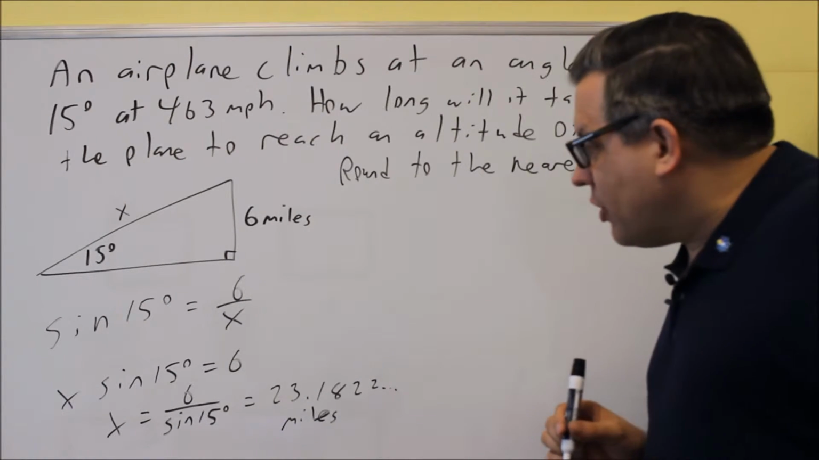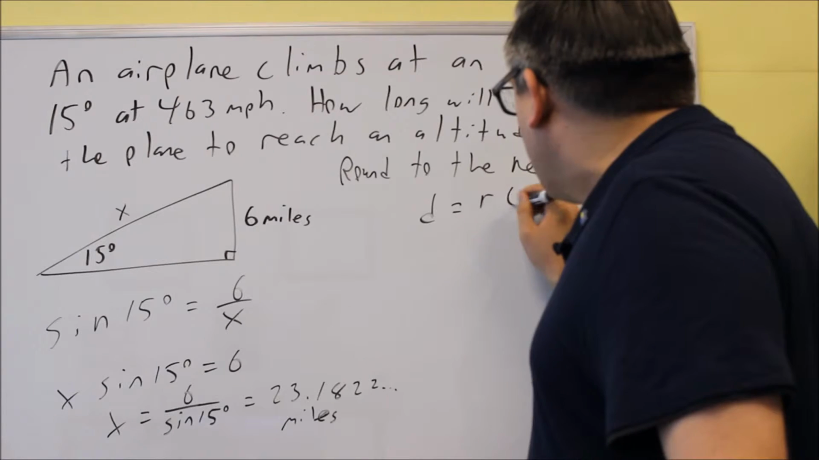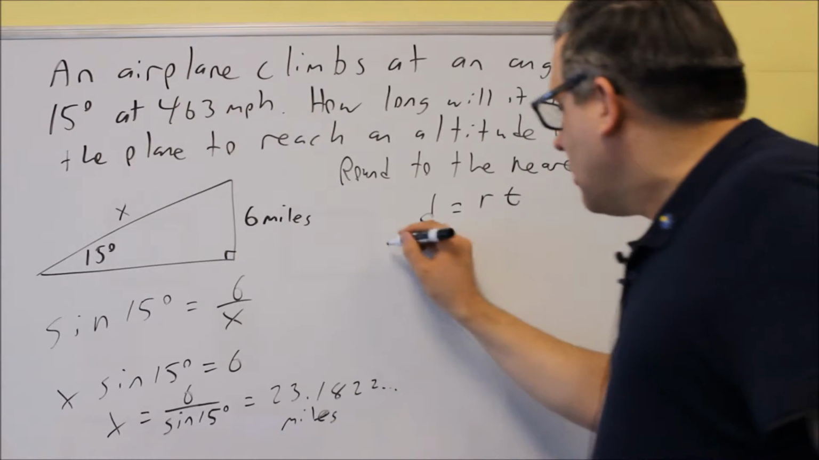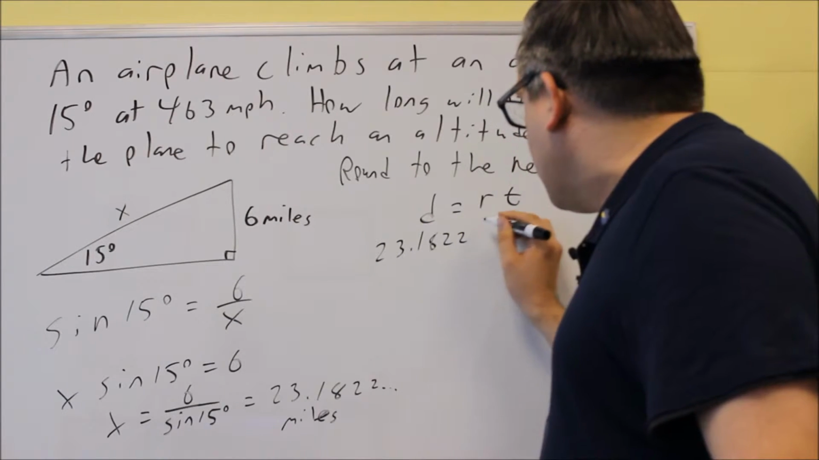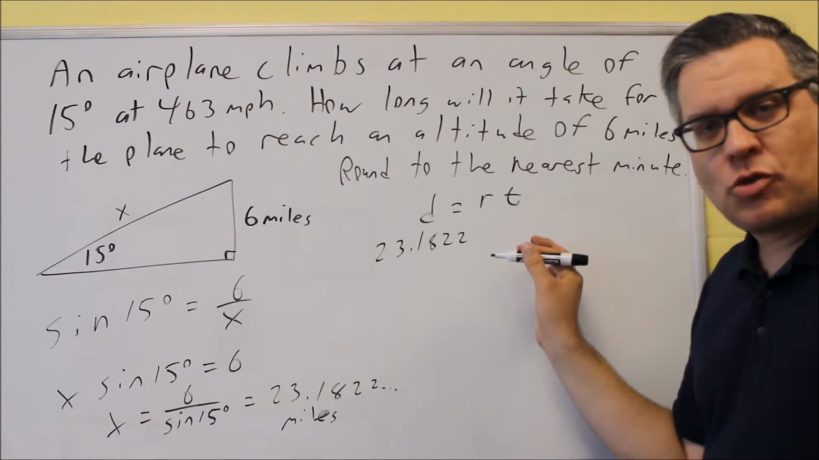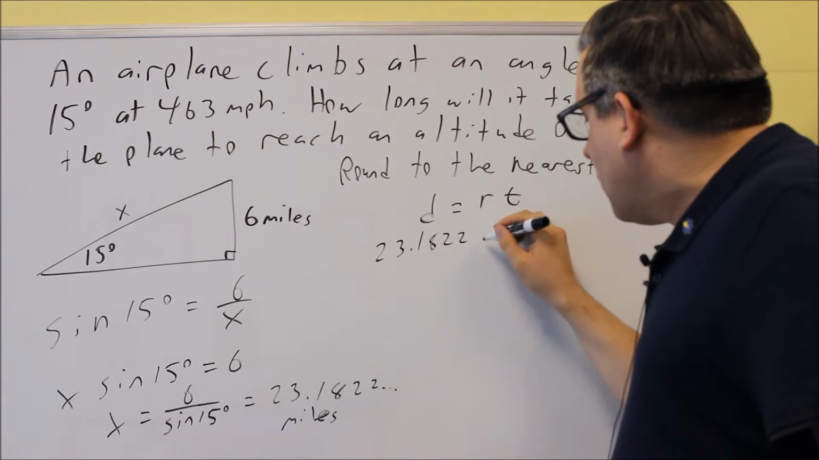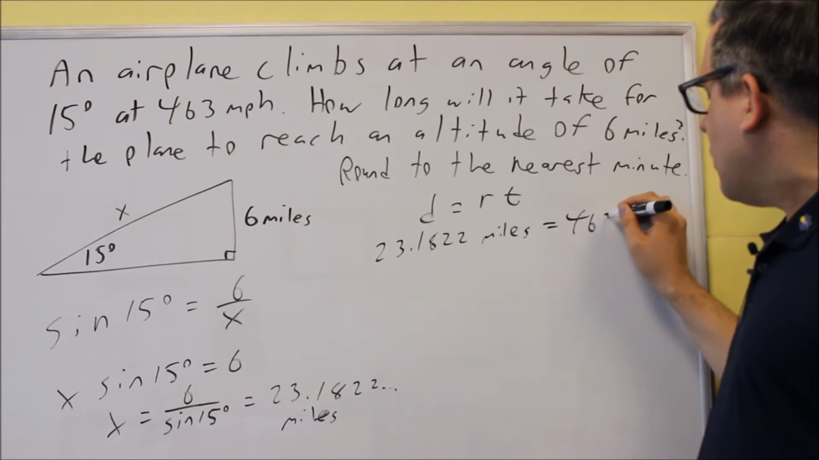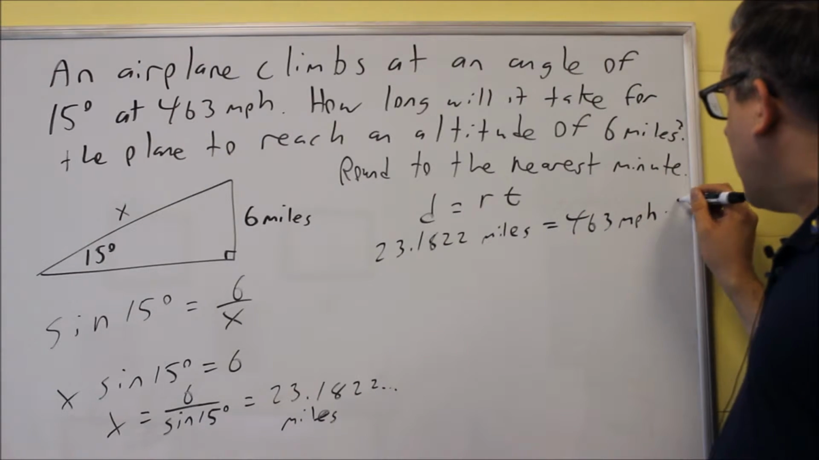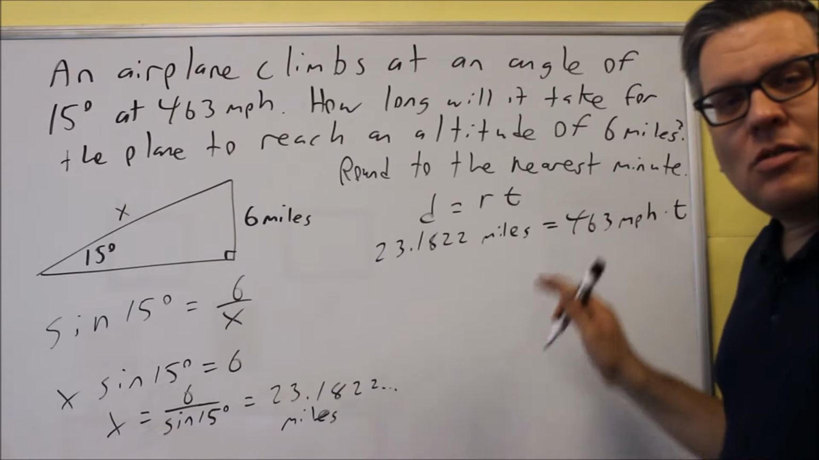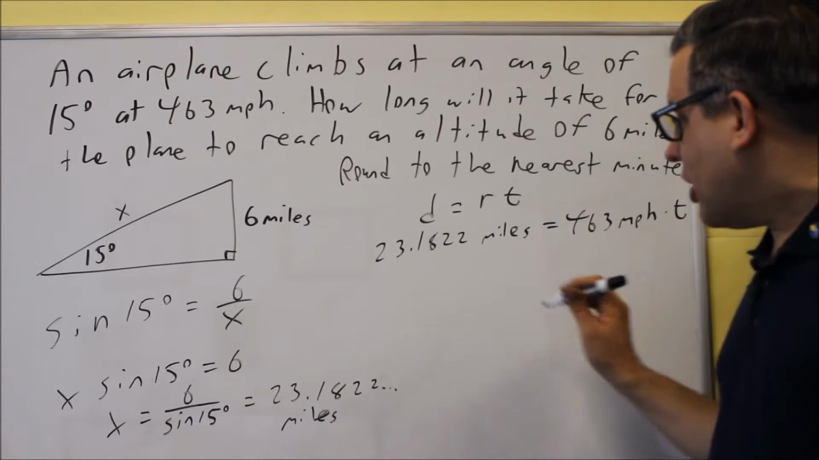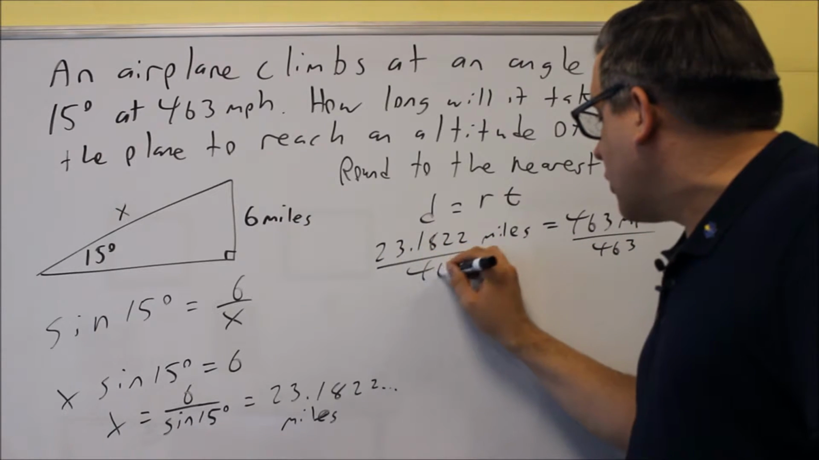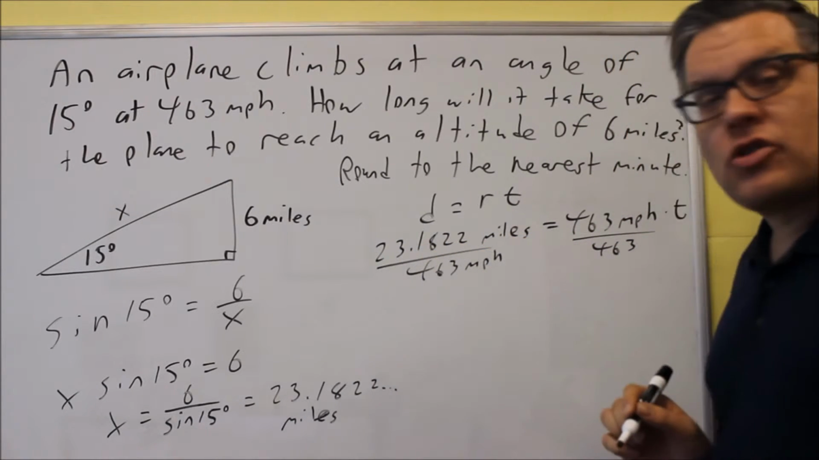Okay, so now we need to use distance equals rate times time, a formula you may have seen before. Our distance is 23.1822 with some more decimals. I'll leave the whole decimal in my calculator when I put that in. This will be in terms of miles. And then I have 463 miles per hour, and then I have time. So I'm dividing both sides to get my time. So I'm going to take both of these, divide both by 463, and this is again miles per hour.